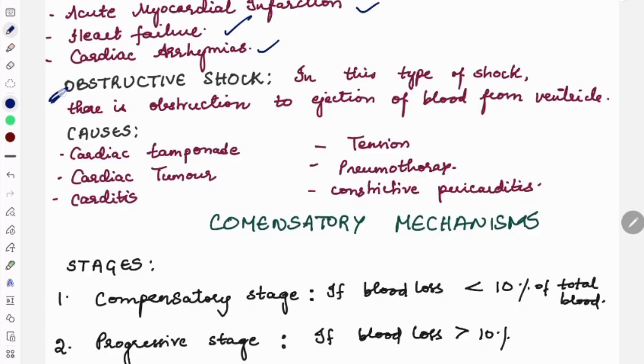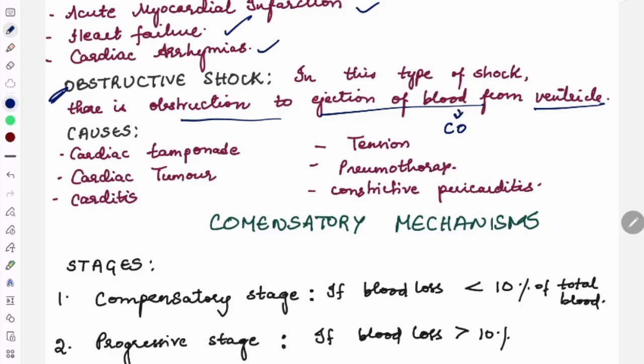And the fourth type of shock is obstructive shock. Now this also, the name itself suggests obstruction, there is obstruction to the blood flow. Okay, so what is obstruction? So whenever the blood is ejected from the ventricle of the heart, there is obstruction in between, in the flow of the blood. In the ejection of the blood there is obstruction. So this type of obstruction will not lead to cardiac output.